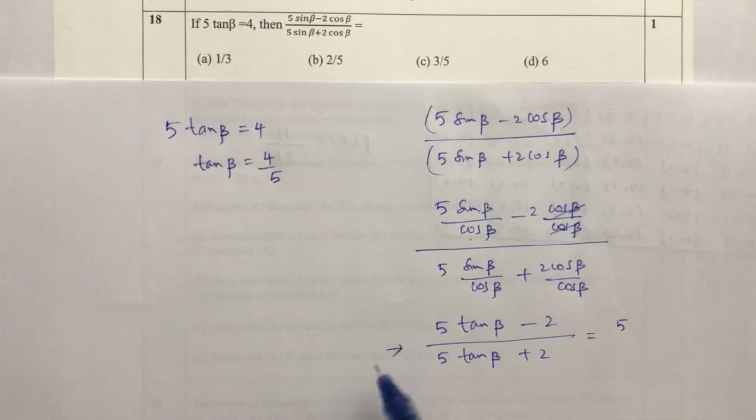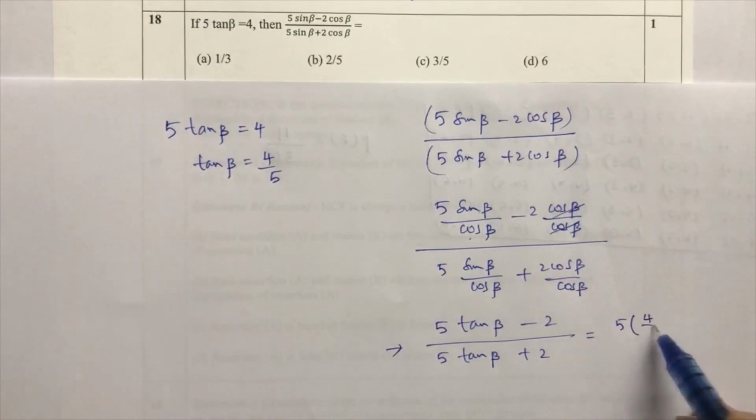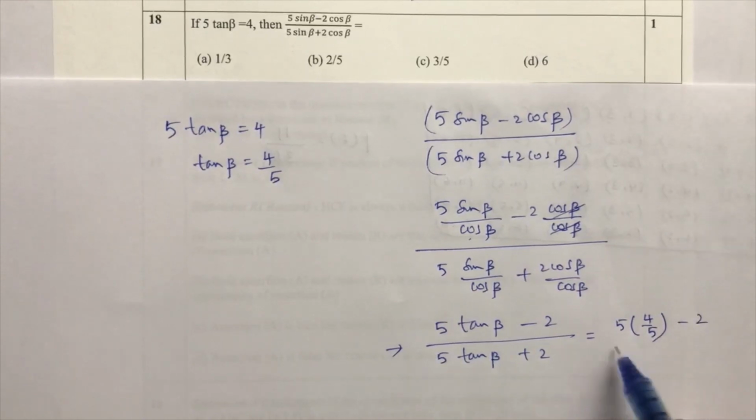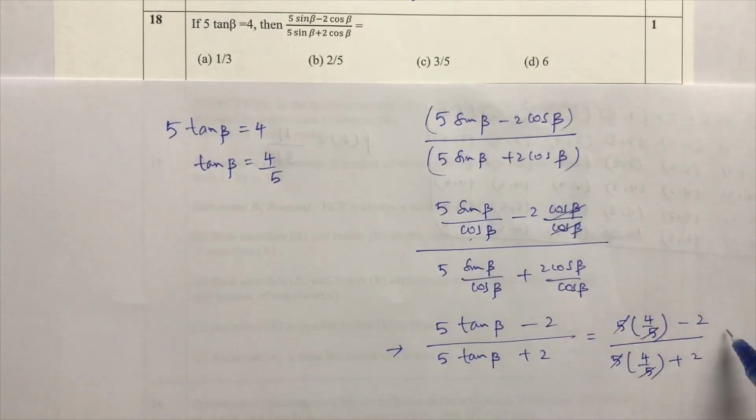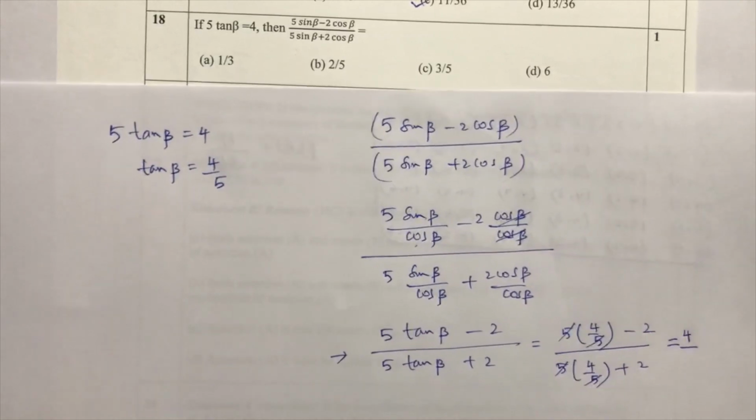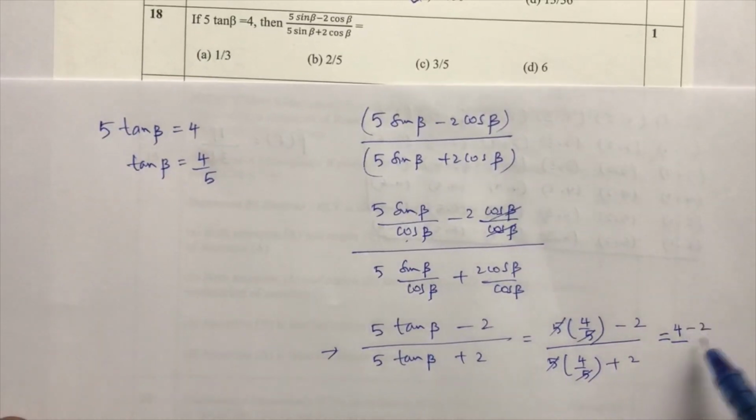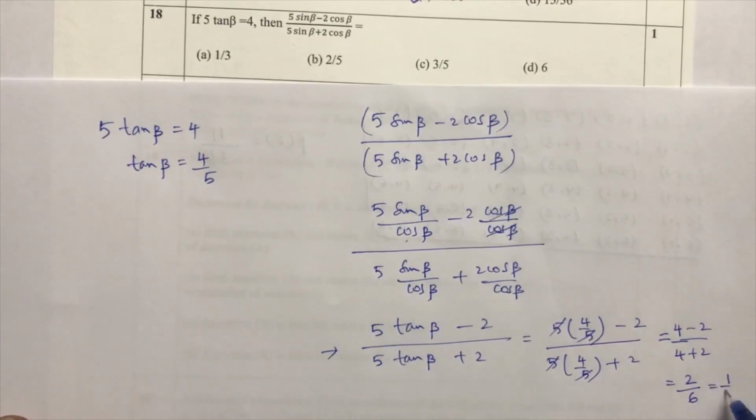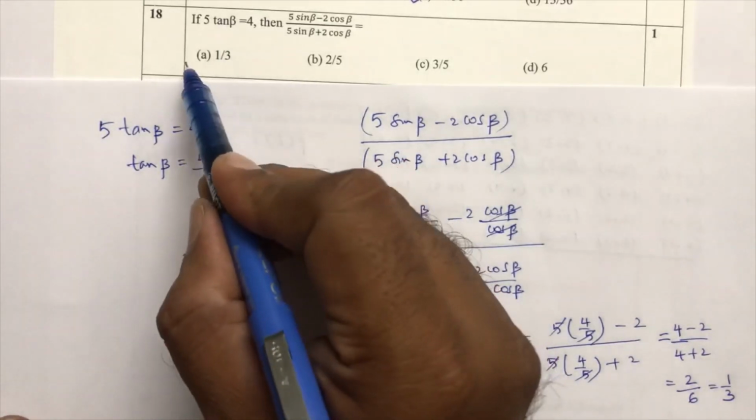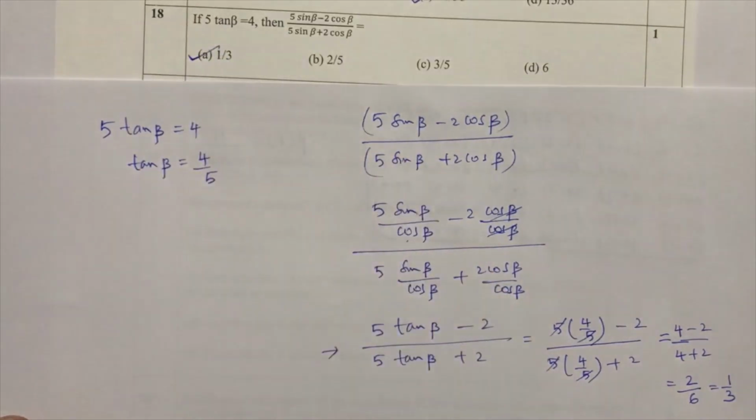Now easily you can substitute the value. 5 tan beta value is 4 by 5. So 5 into 4 by 5 minus 2, and 5 into 4 by 5 plus 2. 5 I cancel, 5 I cancel. So you will get 4 minus 2 by 4 plus 2. 4 minus 2 is 2, 4 plus 2 is 6. So the correct answer is 1 by 3. So the correct option is A.